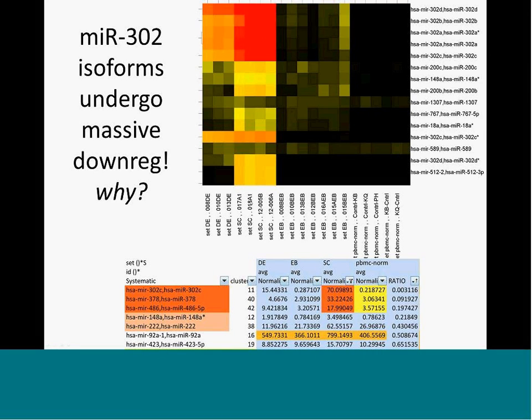So here's one quick, easy example. MIR302 isoforms here in the stem cells have a massive downregulation into virtually all the other sample types, and this is well known. It's substantially down in definitive endoderm as well, but not nearly so much. So how do you use all these signature databases to understand in a systematic way the likely impact of MIR302 downregulation on these other lineages, and what does that tell you about what MIR302 is doing in the stem cells themselves?